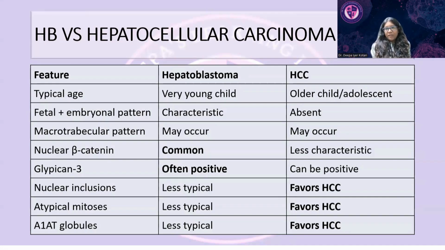But what if you don't have that pattern at all? Then you do again the same thing, you check the nuclear beta-catenin and glypican-3, which are more positive in hepatoblastoma. On the other hand, presence of nuclear inclusions, atypical mitosis, and alpha-1 antitrypsin globules, these favor HCC diagnosis. Age is also extremely important. A liver tumor presenting initially in a patient over 10 years of age is much more likely to be HCC rather than a hepatoblastoma.